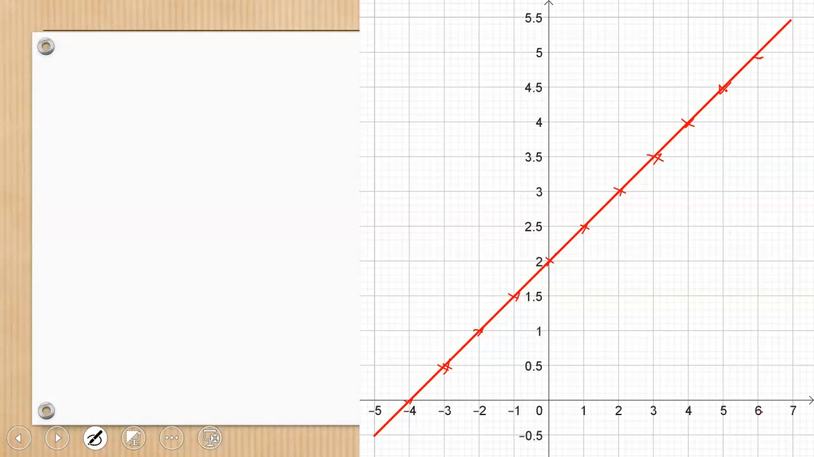So this is how we can generate a table of values. At the same time, we can also create our graph out of the table of values.